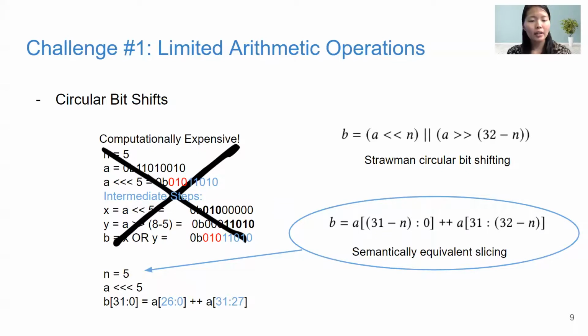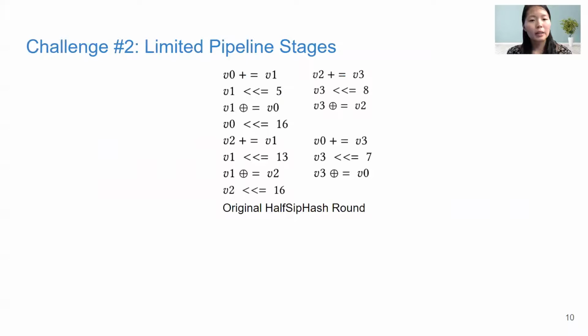But the next challenge that we had to grapple with was the limited number of pipeline stages that are available on a network switch. So here again, we see the original HalfSipHash round, which has 14 operations and 6 of them are the circular bit shifts. Thankfully, we figured out how to do the circular bit shifts in an efficient manner, but now we want to see how we can fit as many of these operations into as few stages as possible.